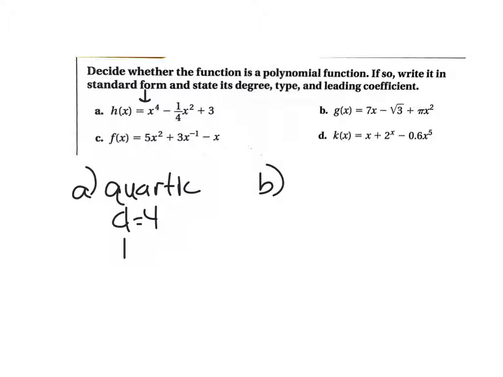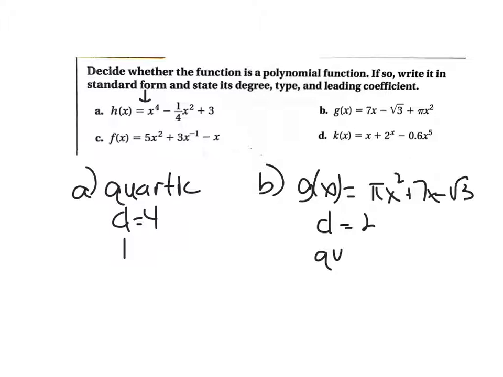Part B, if we're going to rewrite that one, we always want to write the degree term first. I'm going to put pi x squared plus 7x minus the square root of 3. It has degree 2. It is quadratic. And the leading coefficient, I'm looking at the coefficient in front of the degree term. It would be pi.